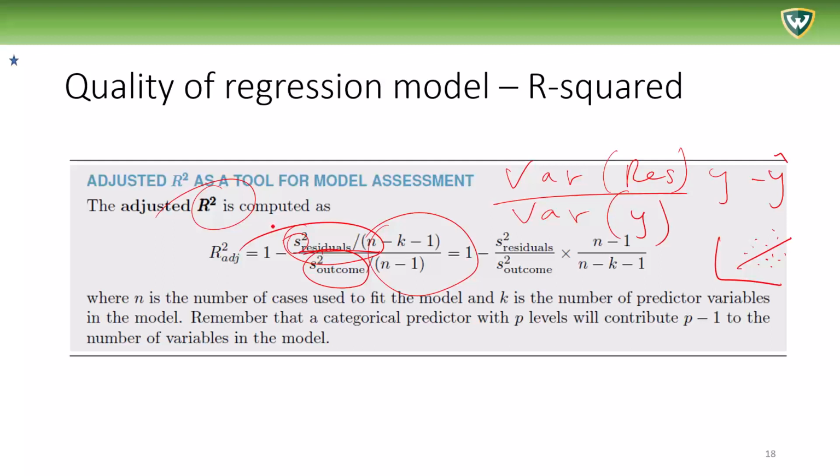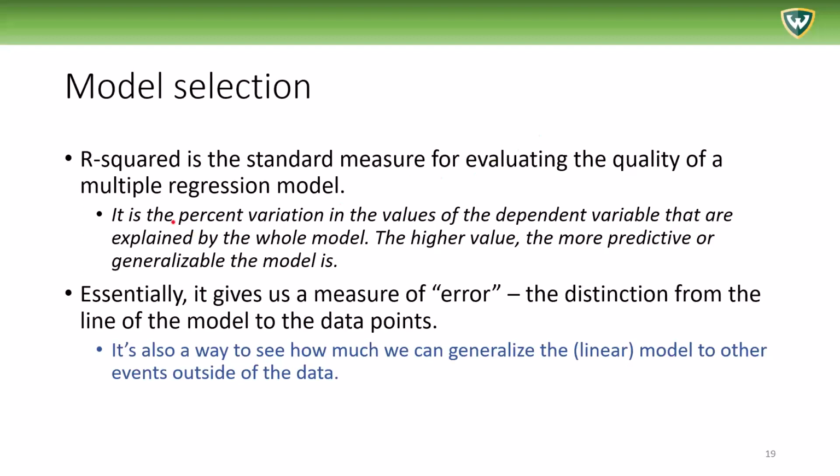And essentially it gives us the percent variation. It's the percent variation in the values of the dependent variable that are explained by the whole model. So the higher the value of the R squared, the better, the more predictive or generalizable the model is. Essentially it gives us a measure of error, as we saw, the variance of error, the distance from the line of the model to the data points. It's also a way to see how much we can generalize the linear model to other events outside of the data.